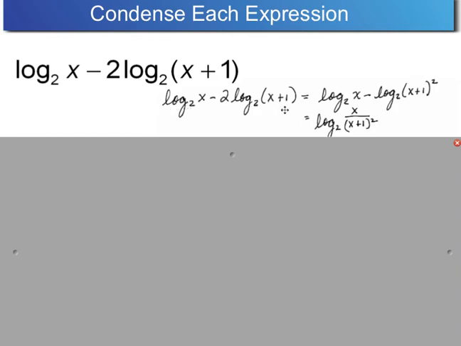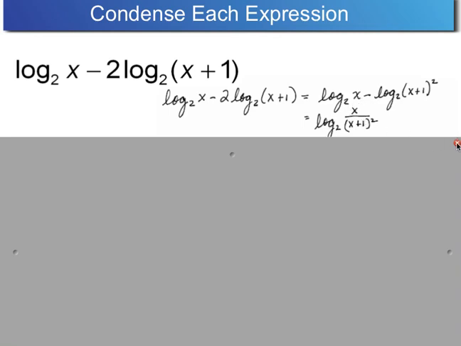So I have the difference of logs, except I have this coefficient out in front. So I have to move that to my exponent. So that's log base 2 of x minus log base 2 of (x plus 1) squared. And the difference of my logs is the log of the quotient. So that's log base 2 of x over (x plus 1).